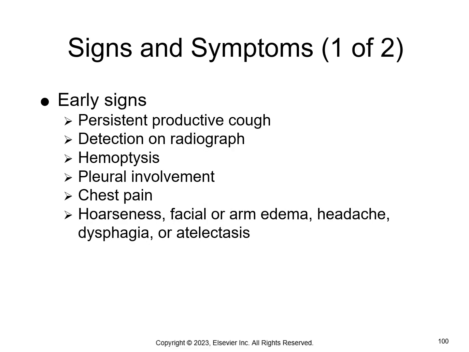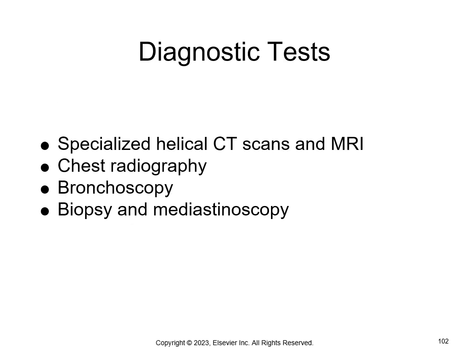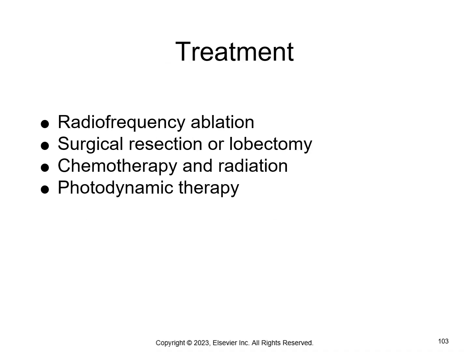So signs and symptoms are going to be persistent productive cough, detection on the x-ray, hemoptysis, pleural involvement, chest pain, hoarseness, facial or arm edema, headache, dysphagia, and atelectasis. They can also have weight loss, anemia, fatigue, again, the paraneoplastic syndrome from the release of those hormones. And then signs of metastasis are going to be bone pain, cognitive deficits, and motor deficits. Diagnostically, these are the tests, but you don't have to know those really. Same thing, treatment.